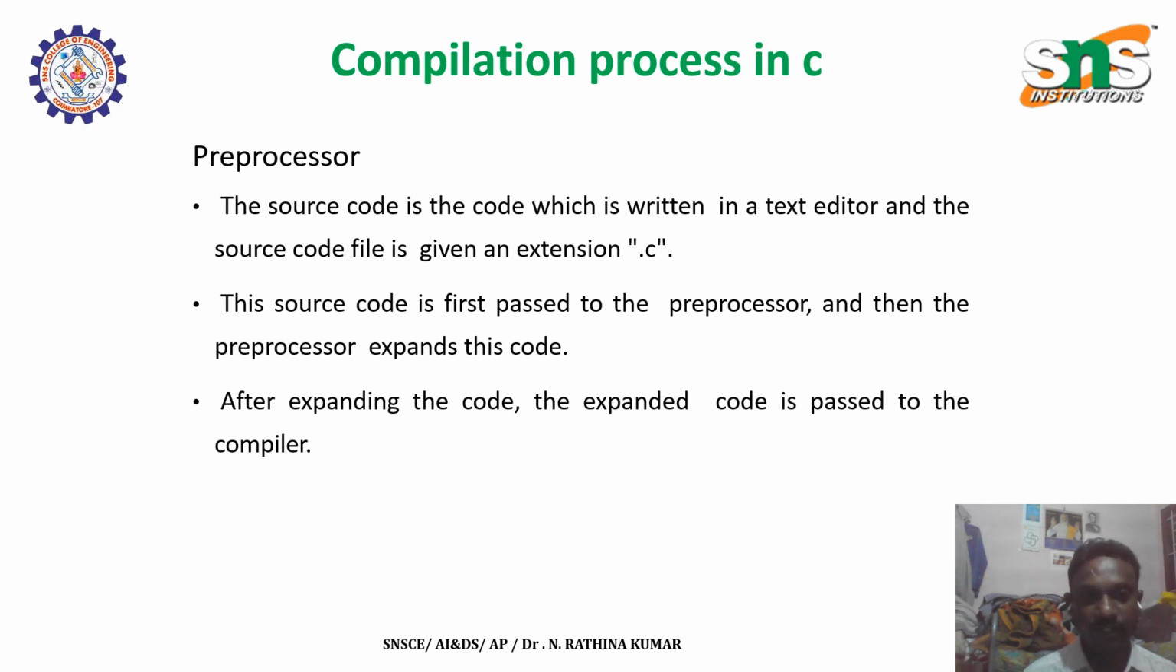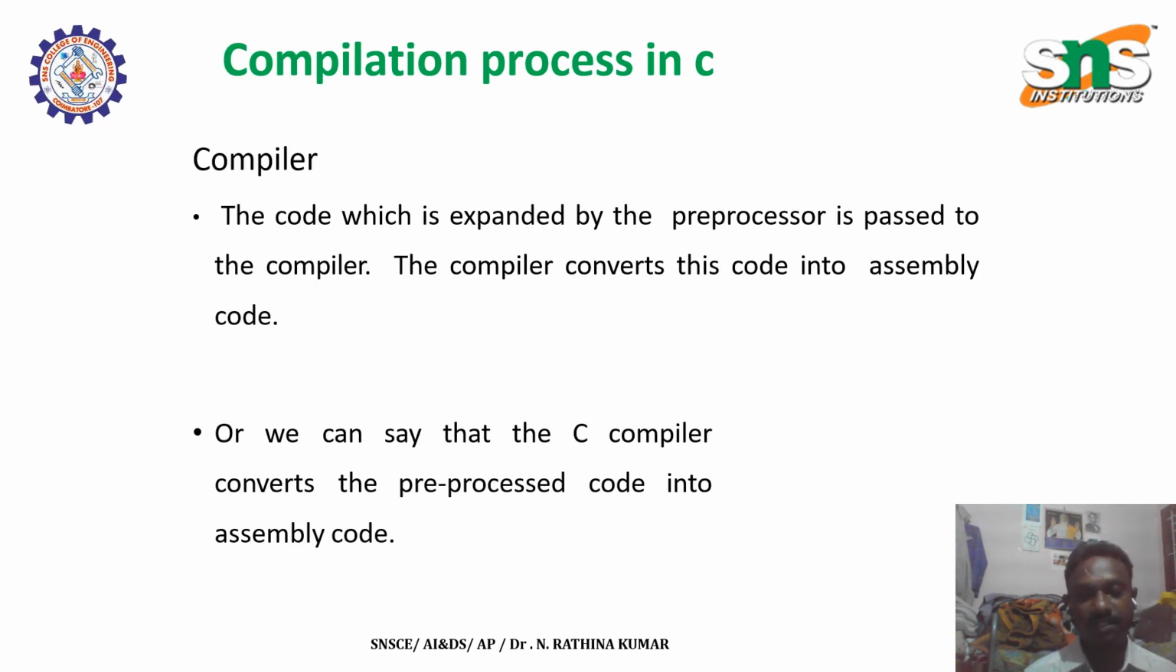Okay. So first we are going to see what is meant by a preprocessor. Once the source code has been written, first it is passed to a preprocessor and then the preprocessor expands this code. After expanding the code, the expanded code is passed to a compiler. What is meant by compiler? I already told in the previous video also, the compiler converts the source code into an assembly code.